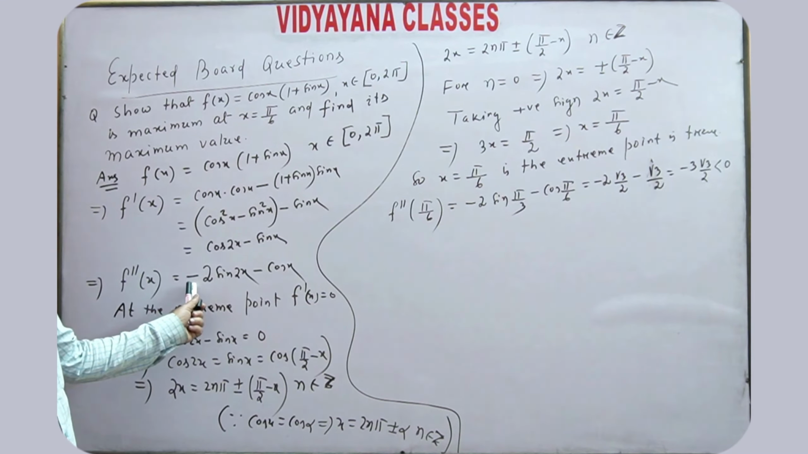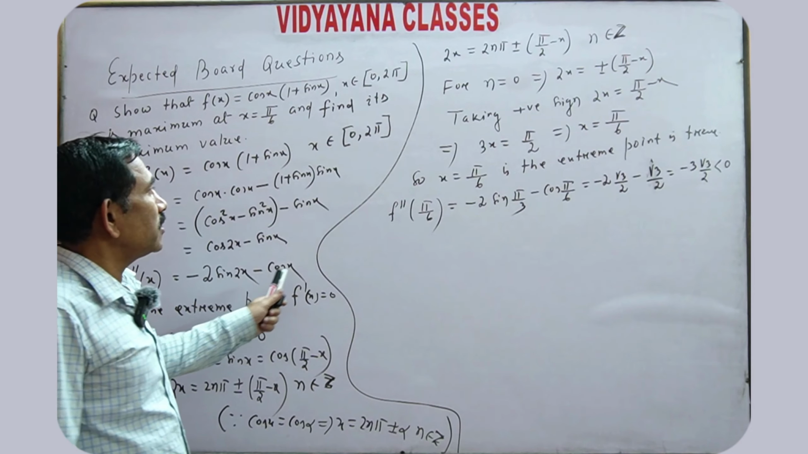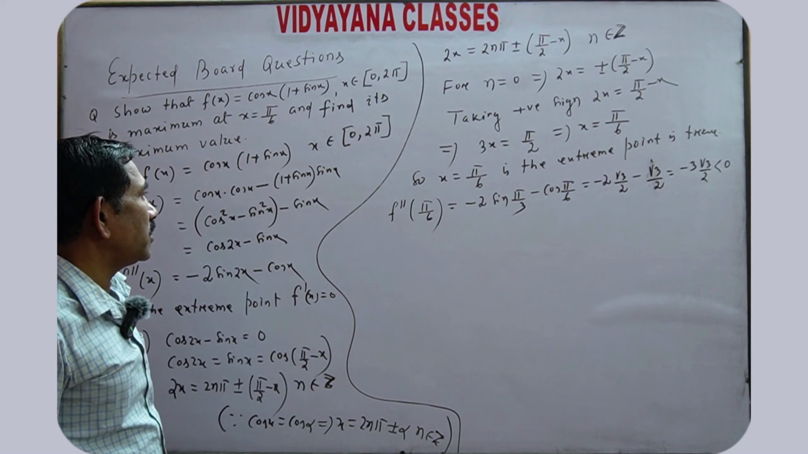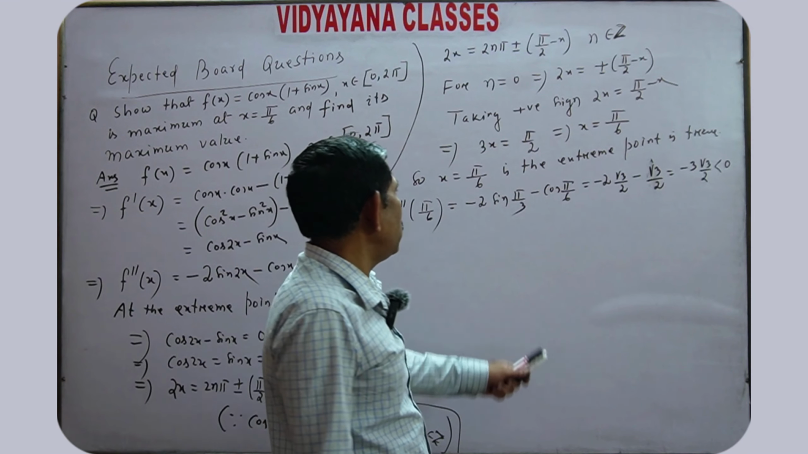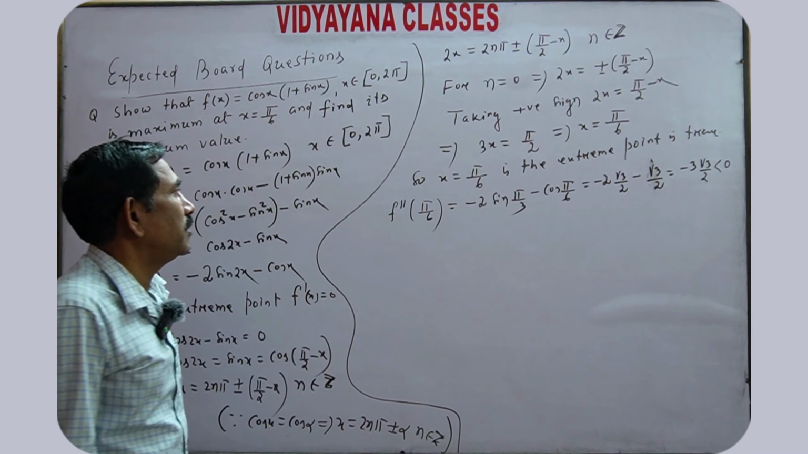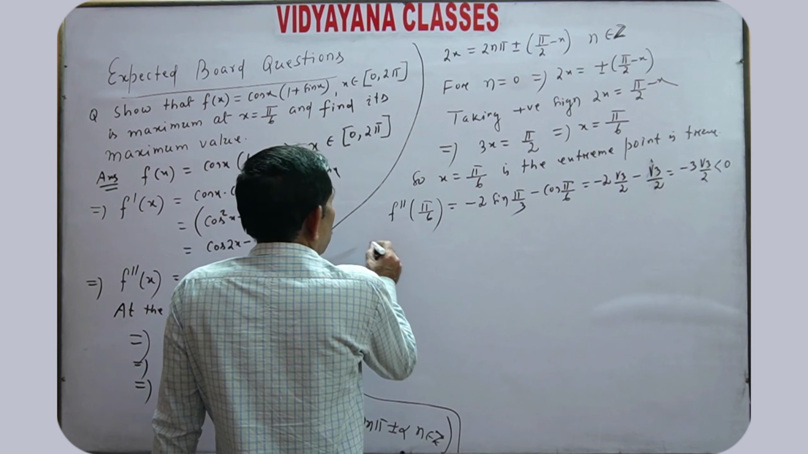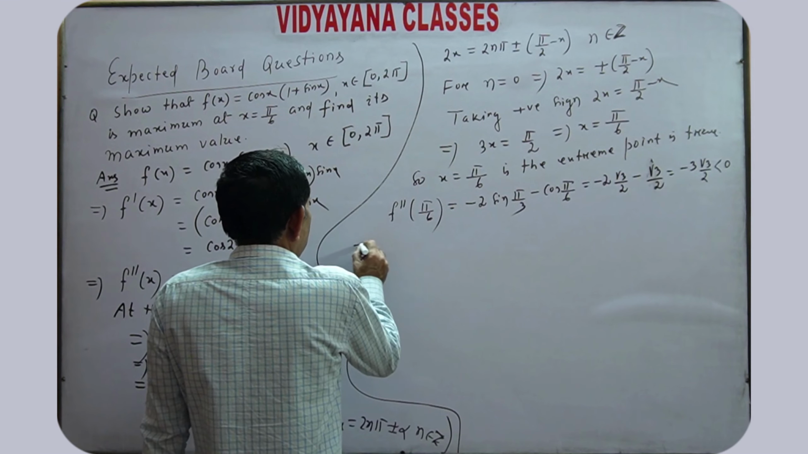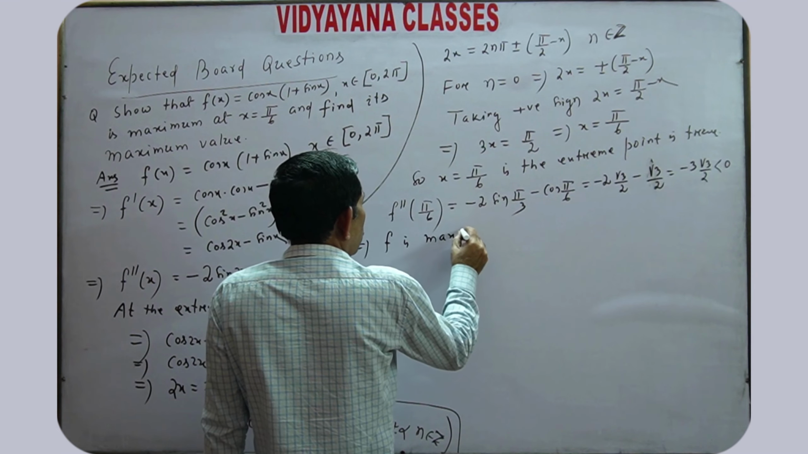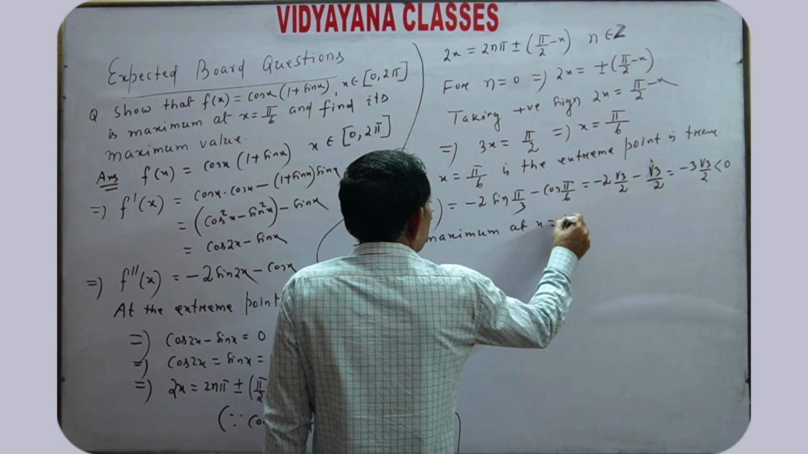f double dash x is minus 2 sin 2x, that means minus 2 sin of pi by 3, minus cos of pi by 6, where sin 60 degree is root 3 by 2 and cos 30 degree is root 3 by 2. Clear? f double dash x less than 0 implies f is maximum at x equal to pi by 6.